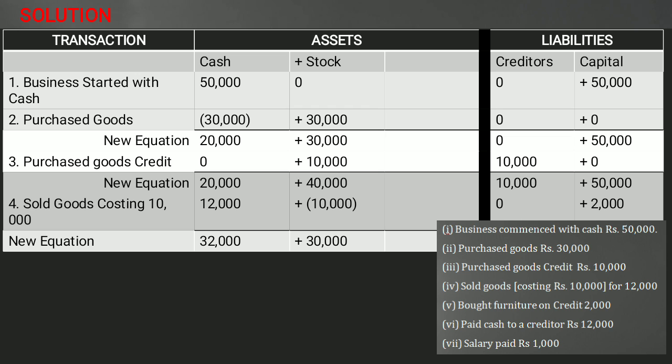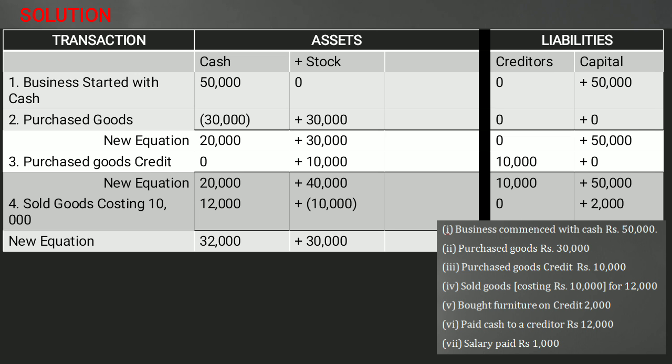Clear? So revised cash after the fourth transaction will be 32,000. Stock decreased by 10,000, so revised stock will be 30,000. Revised creditors will be 10,000, and revised capital will be 52,000. So here we can check the total of the asset side, that is 32 plus 30 is equal to 62,000, and on the liability side we have 10,000 as creditors and 52,000 as capital. So the total is 62,000. So assets are equal to liabilities plus capital, sorry.